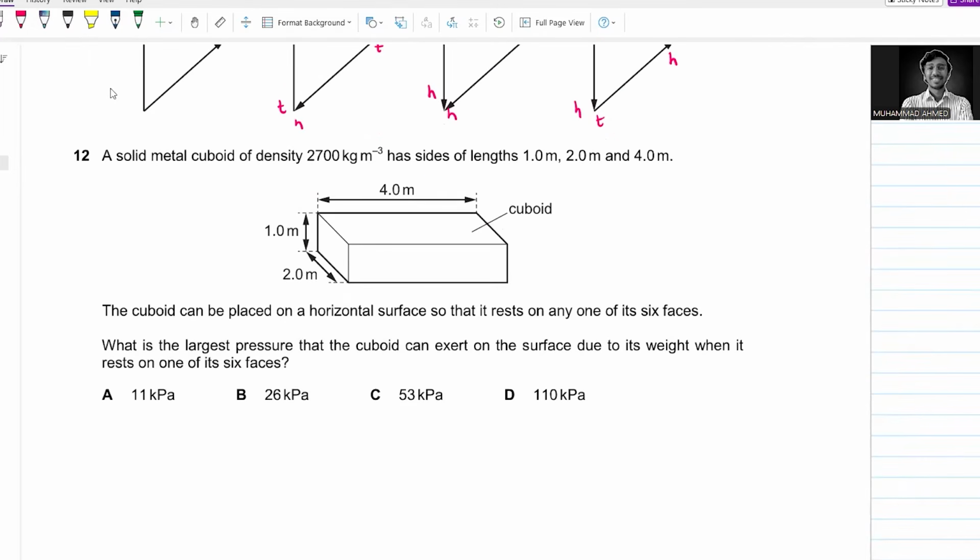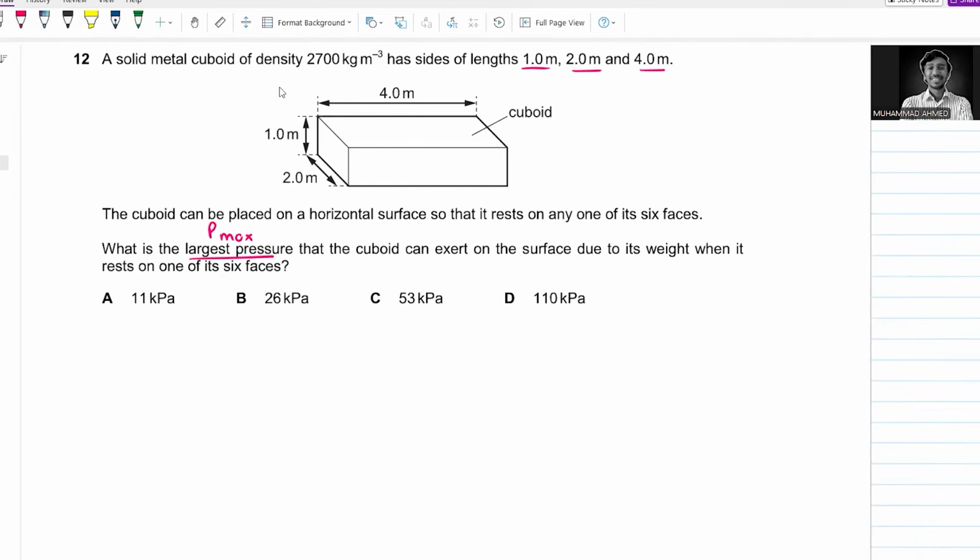Let's move ahead. A solid metal cuboid of density 2700 has lengths of 1 meter, 2 meter, 4 meter. The cuboid is placed on a horizontal surface so that it rests on any one of its six faces. What is the largest pressure? You have to calculate the maximum pressure, or the largest pressure, that the cuboid can exert on the surface due to the weight on one of its six surfaces.